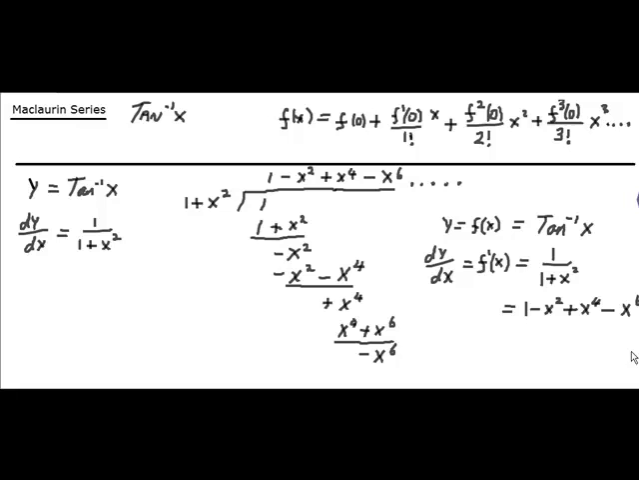Now that brings us to the next step. So this is our starting point for the next step. If we go on to a new whiteboard here, we've now got the result that 1 over 1 plus x squared is equal to 1 minus x squared, so we have just proved this with long division, plus x to the power of 4 minus x to the power of 6, and so on.